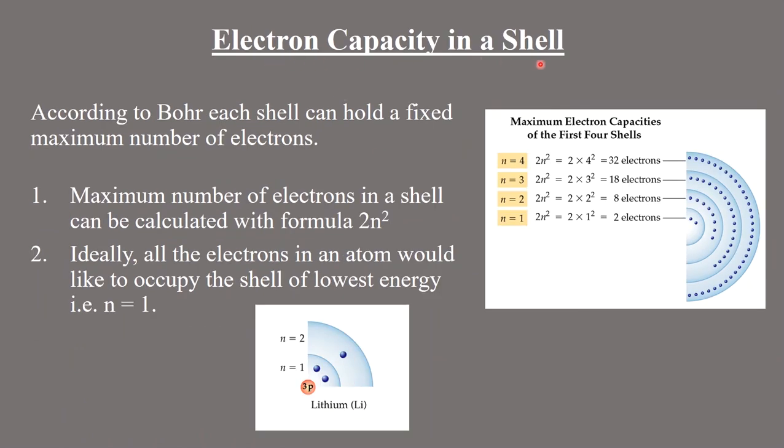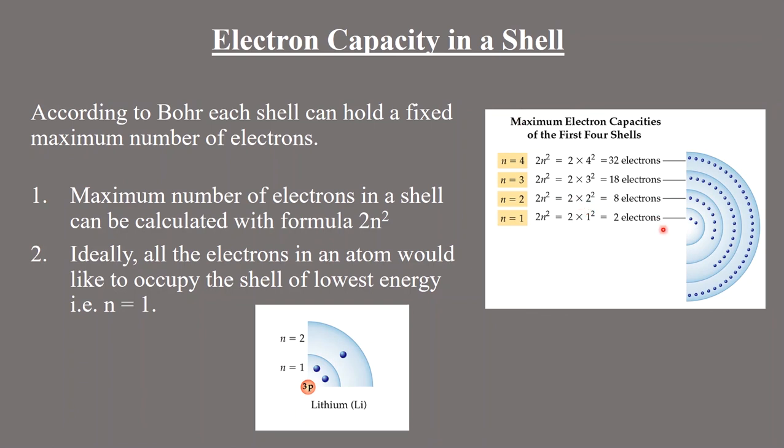Let's look at the electron capacity in a shell. According to Bohr, each shell can hold a fixed maximum number of electrons, and that maximum number of electrons in a shell can be calculated with the formula 2n squared. So if we calculate the maximum number of electrons for the first shell, where n equals the shell number, so n equals 1, the first shell can hold a maximum of 2 electrons. The second shell, based on this formula and calculation, can hold a maximum of 8 electrons. The third shell can hold 18. The fourth can hold 32, and you can do this calculation for the rest of the shells.